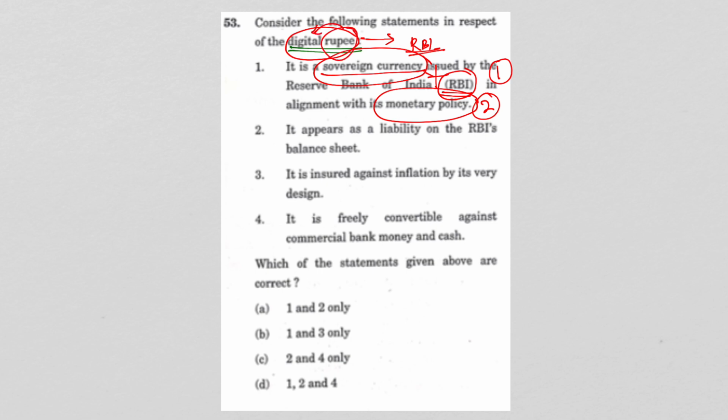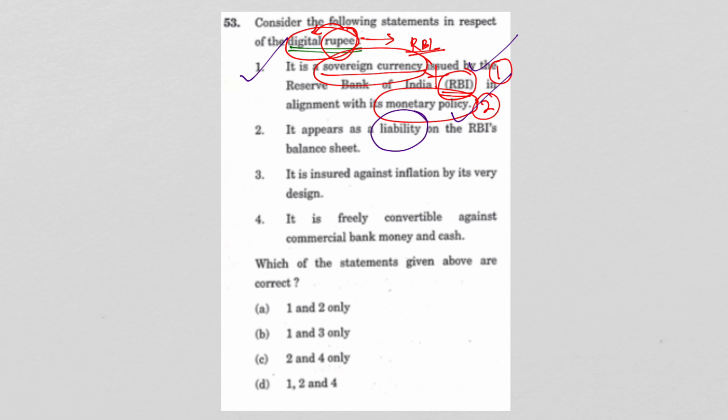That is digital rupee. So who issues rupee? RBI on behalf of the government. So rupee in its digital form means it should be issued by RBI. And it's in alignment with monetary policy. Whenever RBI issues rupee, it is in alignment with monetary policy. So here the only difference is that rupee is converted into its digital form. So do you think that monetary policy will not be applicable here? No, right? So this is in alignment with the monetary policy. Statement 1 is correct.